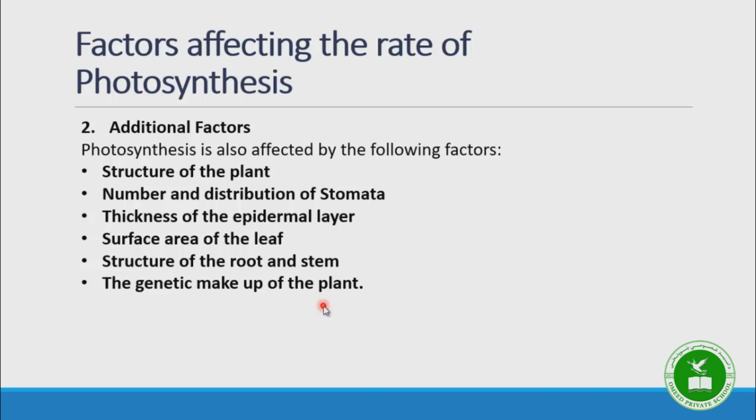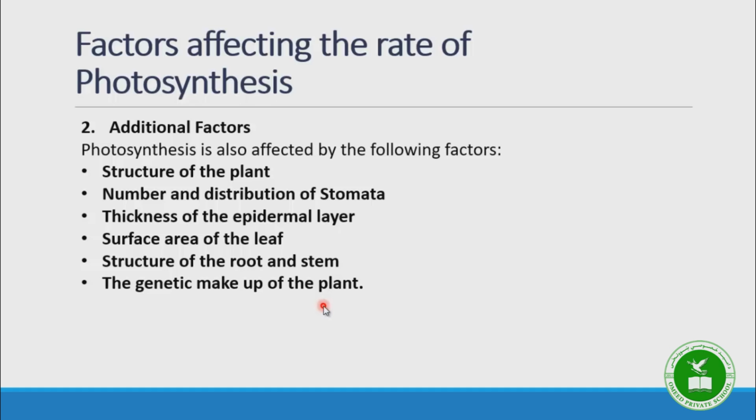Surface area of the leaf, I talked about it before, and structure of the root and stem. It means that if the roots are long enough to absorb water from more water, and the stems are wide enough to transport the water and the minerals to the leaves correctly and rapidly, the rate of photosynthesis increases. And the genetic makeup of the plant.